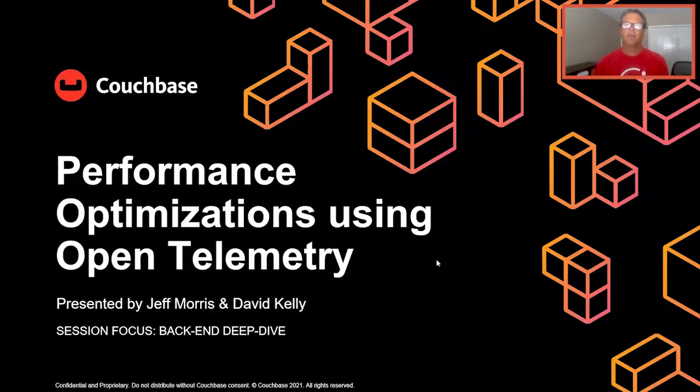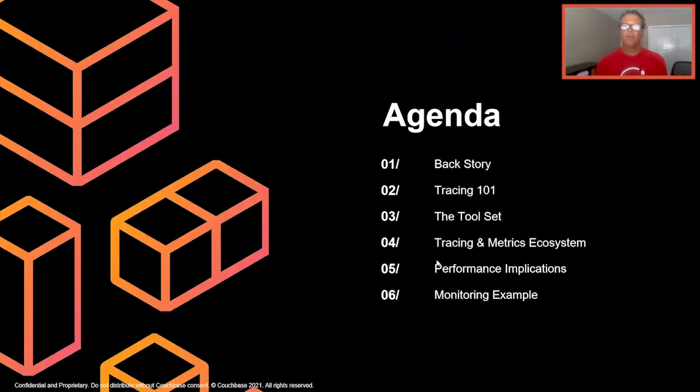So very quick, we're going to go over the agenda. We're going to warm up with the backstory. We're going to talk about tracing 101, and then the tool set that's available for you in the SDK. And then we're going to go over tracing metrics in the ecosystem, briefly go over performance implications, and then finally conclude with a monitoring example using tracing.